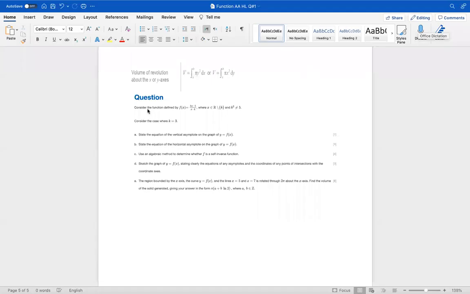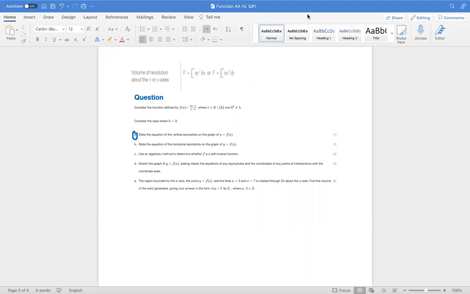Hi everyone, today we are going to solve one of the questions from function topics. So this is from part B and paper 1 question. So let's start. We have a function f of x defined as kx minus 5 over x minus k. And in the first part, we want to find the vertical asymptote.